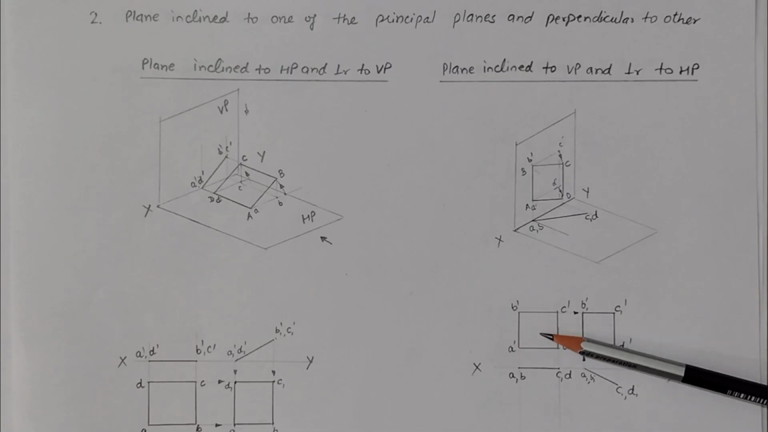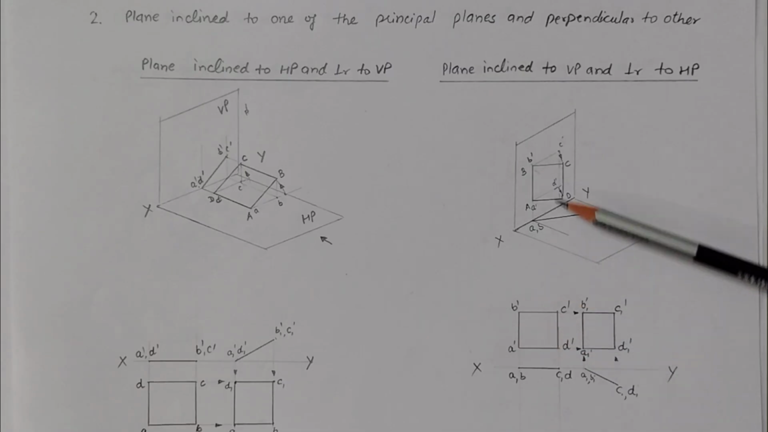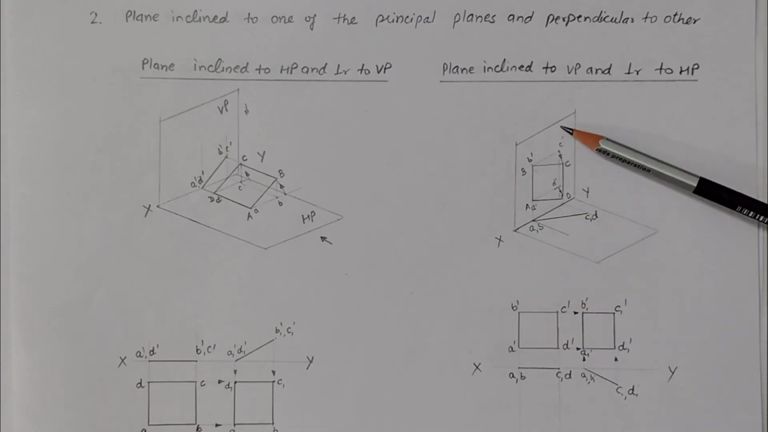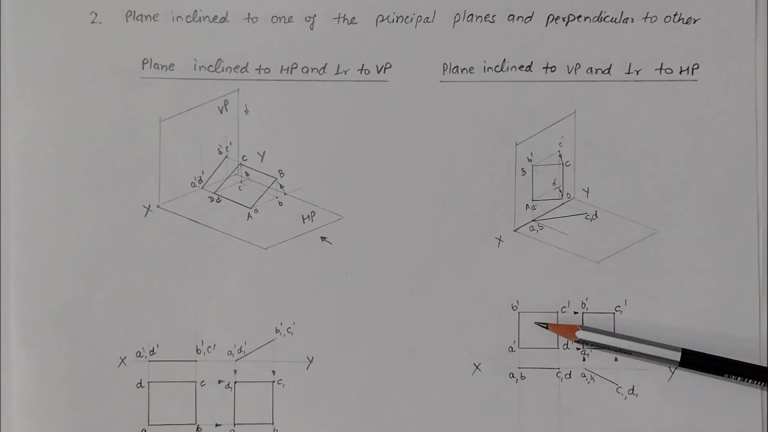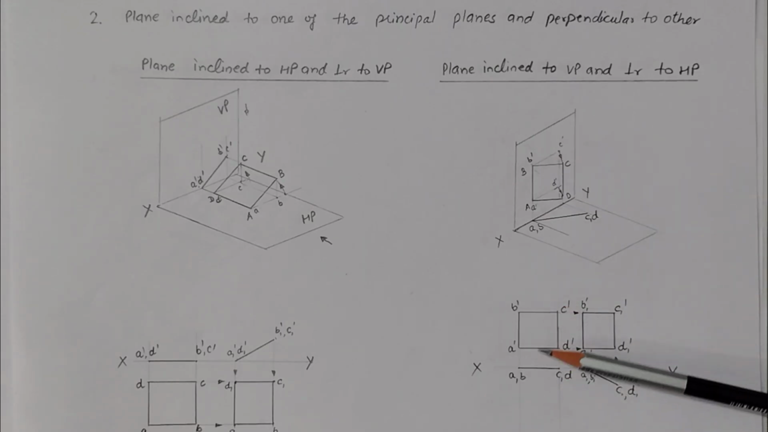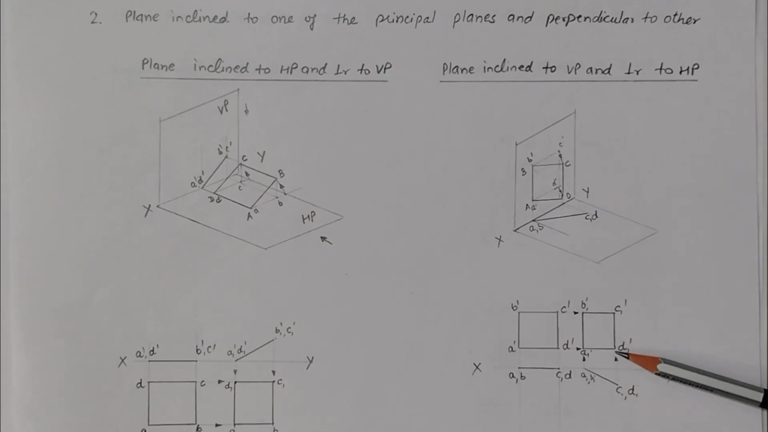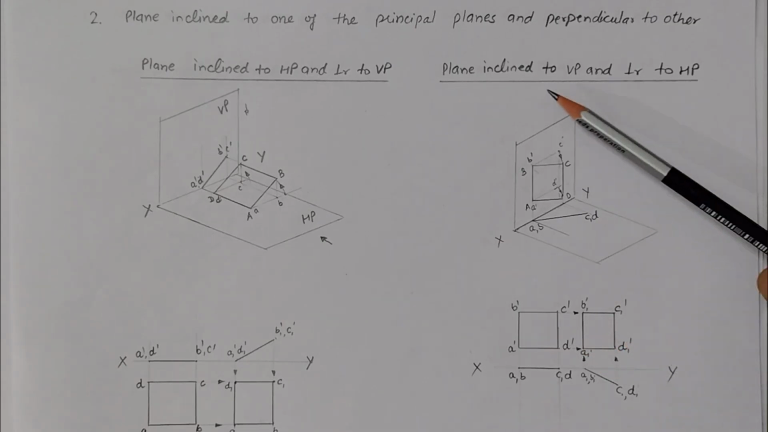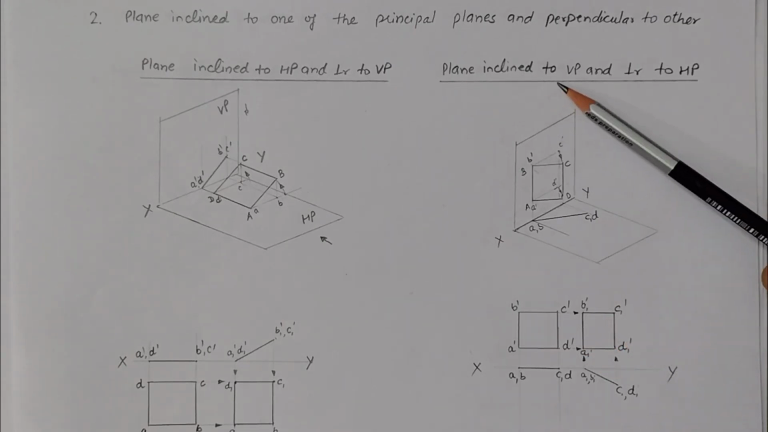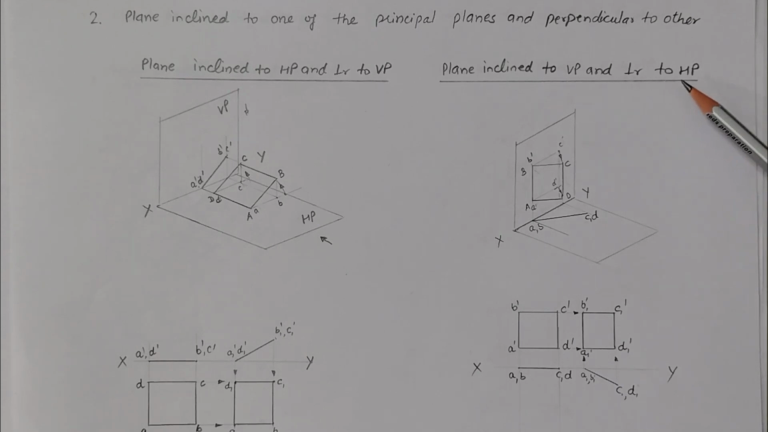First of all, we consider this plane ABCD parallel to the vertical plane, and we draw the projections in this case. After this, we incline this top view to keep it inclined to the vertical plane. So in this way we get the front view of the object when this plane is inclined to the vertical plane and perpendicular to the horizontal plane.